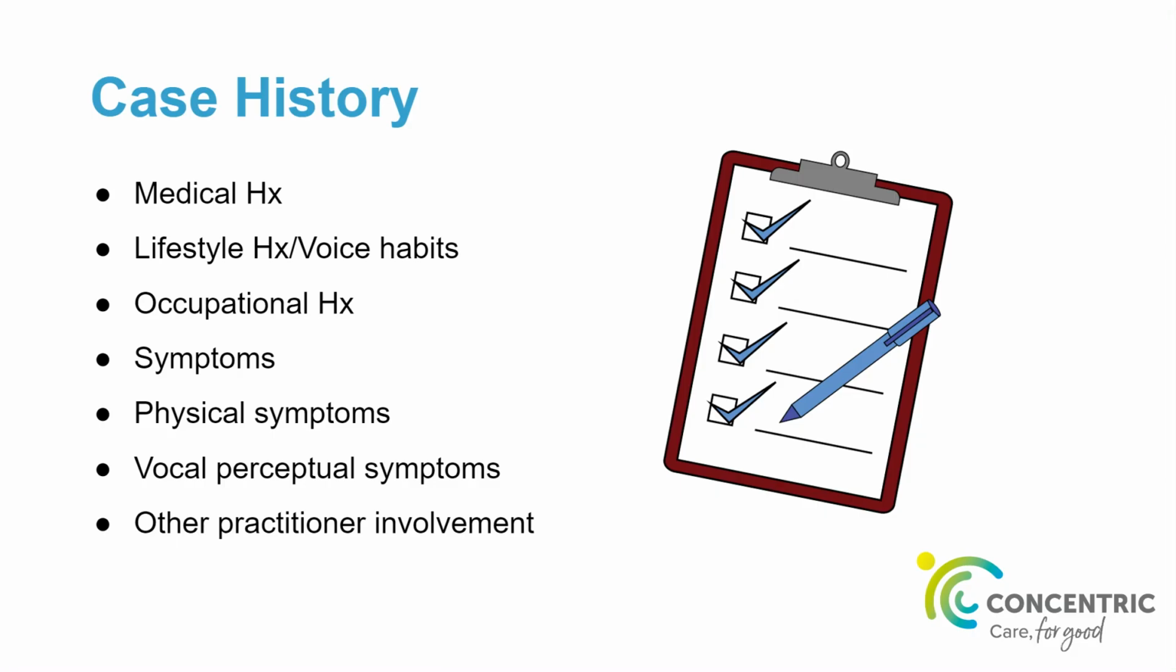We also really want to ensure that we gather any information surrounding what other practitioners are involved. This includes our ENT, our GP, or potentially any other specialist like a neurologist, as this can point to underlying neurological conditions. Some points to also consider that haven't been included in this slide is whether there is a family history of voice disorders or related neurological concerns, such as laryngeal cancer, as some conditions can be hereditary.